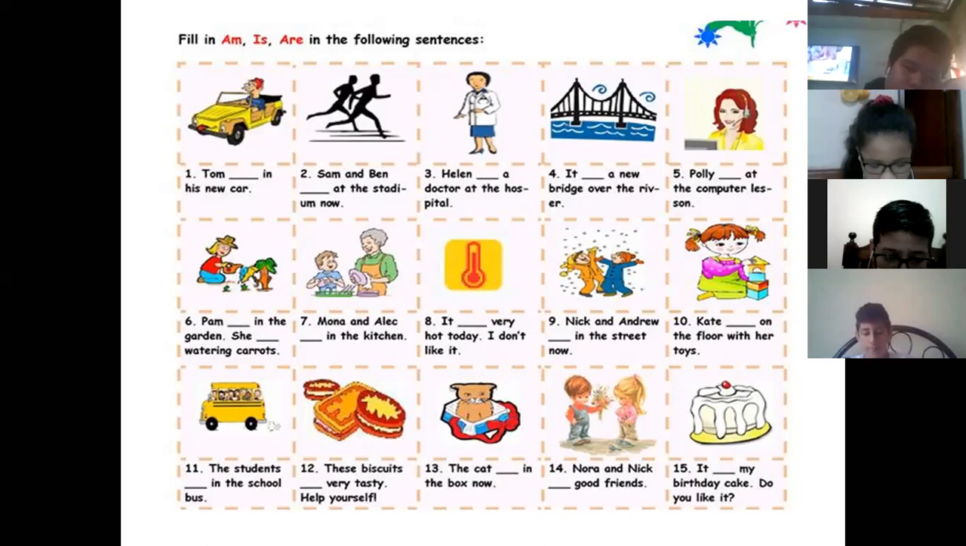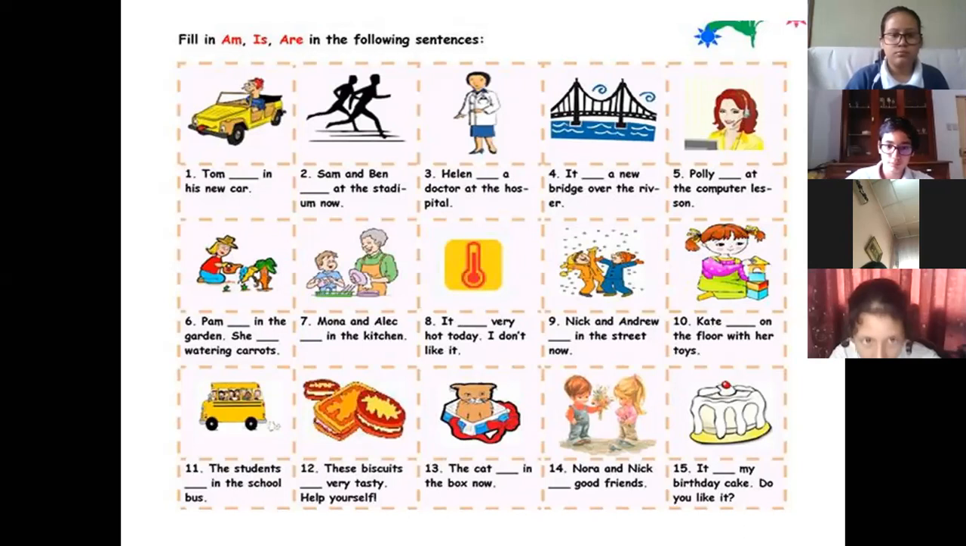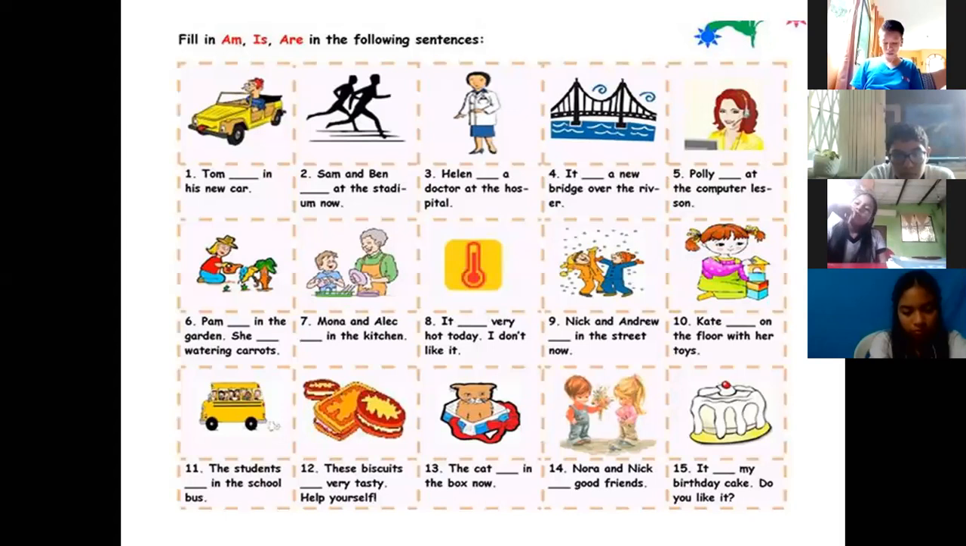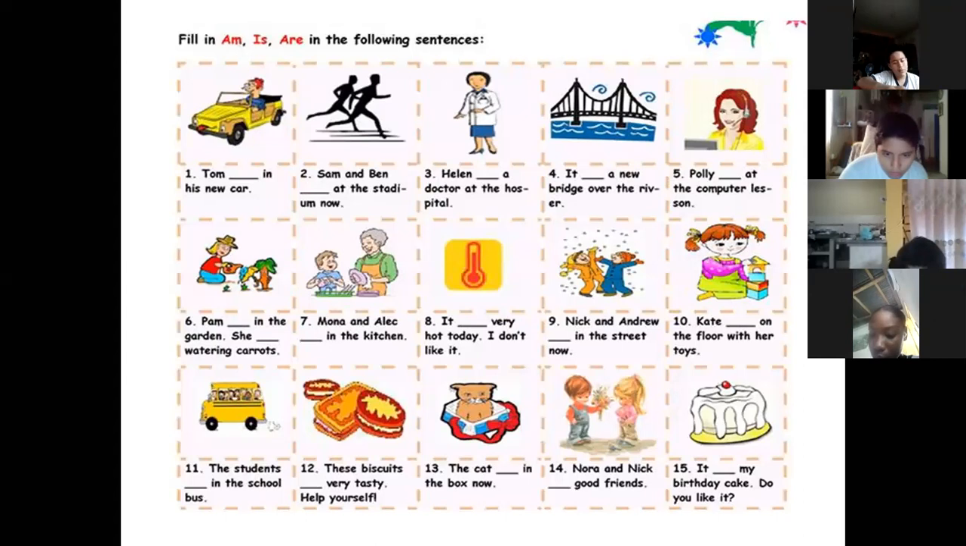What means? The number 14, la 14. Nora and Ning is offering. Is or are? Are. Are, yeah, thank you. Because mention two persons, okay, two persons. And finally, the last one, number 16, the other students, you, Derlis Vera. Derlis Vera, answer number 16.